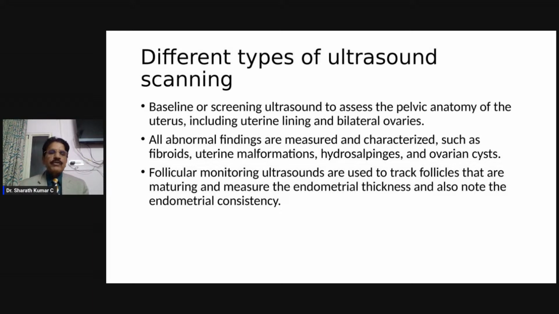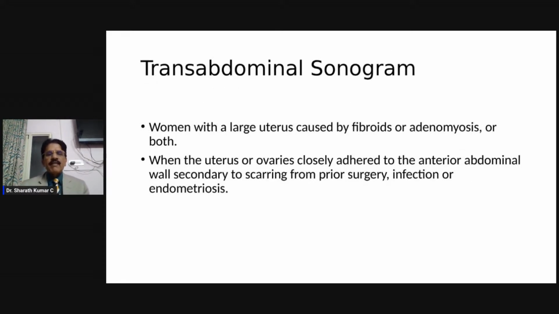So different types of ultrasound scanning. Baseline scanning or screening ultrasound is done to assess the pelvic anatomy of the uterus, including the uterine lining and bilateral ovaries. All abnormal findings are measured and characterized, such as fibroids, uterine malformations, hydrosalpinx, and ovarian cysts. Follicular monitoring ultrasounds are used to track follicles that are maturing and measure the endometrial thickness and also note the endometrial consistency. Transabdominal scanning is also required because there may be some huge fibroids which cannot be covered by the transvaginal scanning. Hence, before doing the TVS, routine transabdominal scanning is indicated.